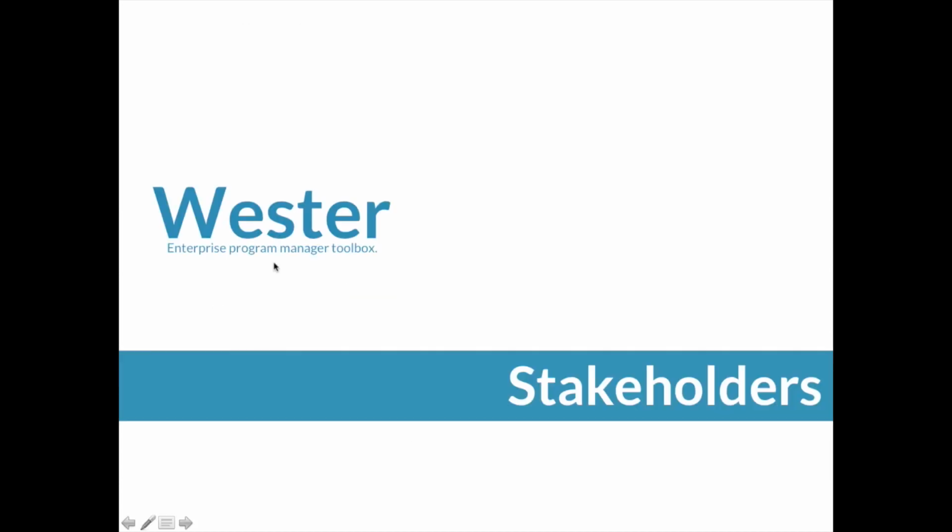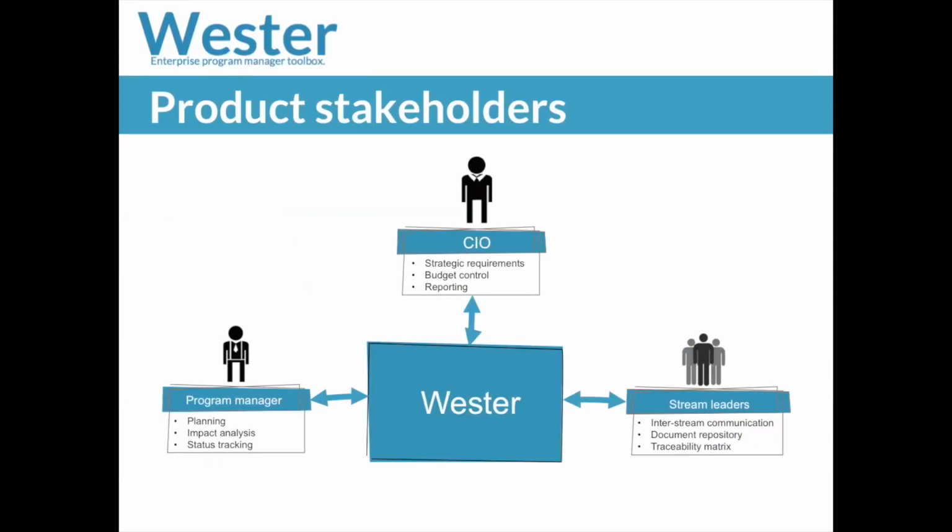And now that we have figured out how the streams work, let us take a closer look at the target audience of the Wester product. The product stakeholders are mainly business users involved in enterprise or corporate system development. The CIO will define the capability model, control the budget, and track program status. The program managers will do the planning, perform gap analysis, and watch over the global overview of the program status. Stream or department leaders will manage the inter-stream artifacts delivery.